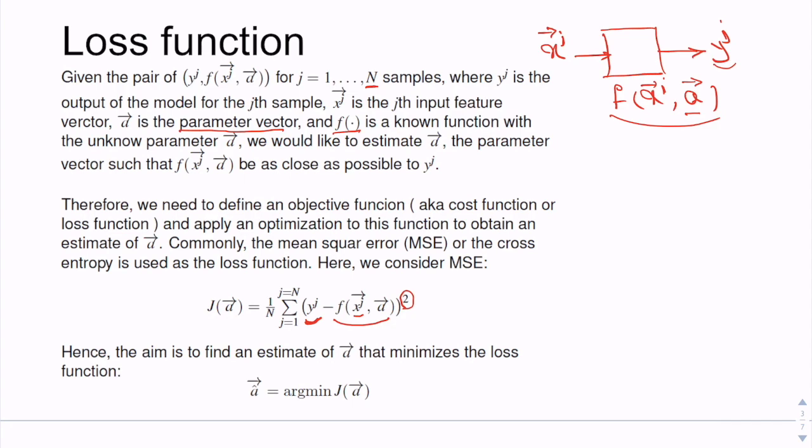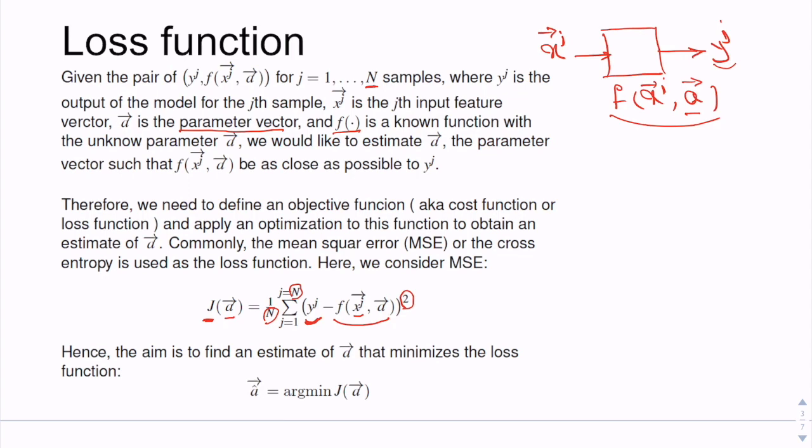Therefore, we sum for all samples, and then we also normalize it by the number of samples so as not to let the mean square error objective function grow unboundedly. So at the end, what is important here is that we have a loss function, we call it J. In these lectures, I use the notation J. And this objective function is a function of the parameter vector.